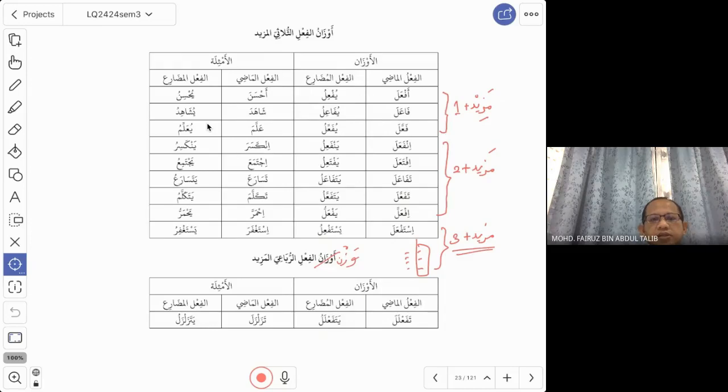So in our later lessons or in our exercises, we will see this. They will ask you to change from madi to mudari. They will ask you to identify the additional huruf. Our subsequent lessons will also depend on this. So as I said, this is actually very important.